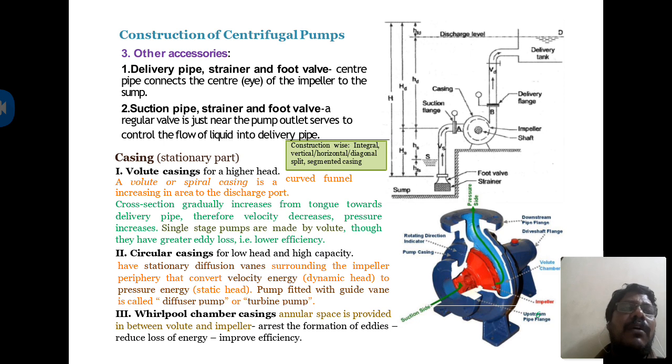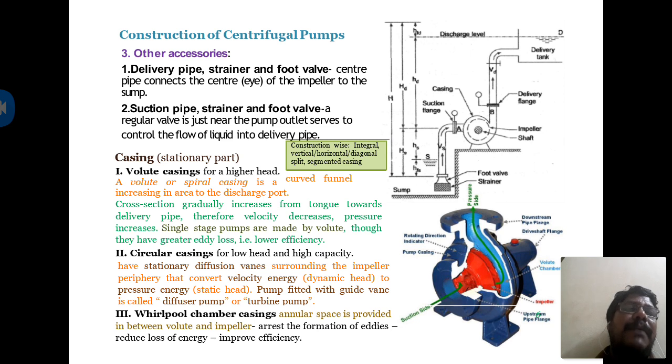If you look at a centrifugal pump, its construction has an impeller and a casing, and this impeller is connected with a shaft. That shaft is coupled with an electrical motor. Then there is a suction pipe as well as a delivery pipe, fitted with a suction valve and a delivery valve. Similarly, there is a foot valve and strainer fitted to the suction pipe. Now we'll see one by one the functions of each component we discussed.